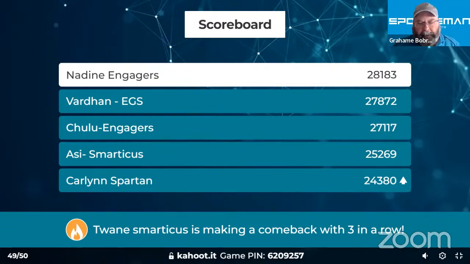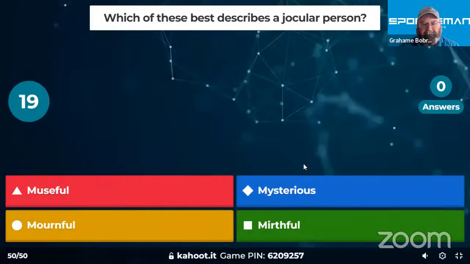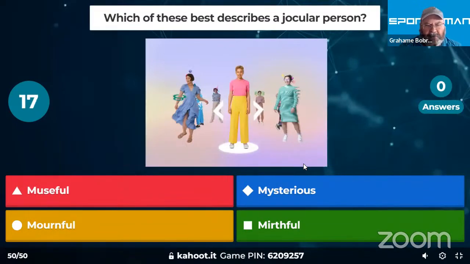Question number 50. Last one. Which of these best describes a jocular person? Museful, mysterious, mournful, or mirthful?